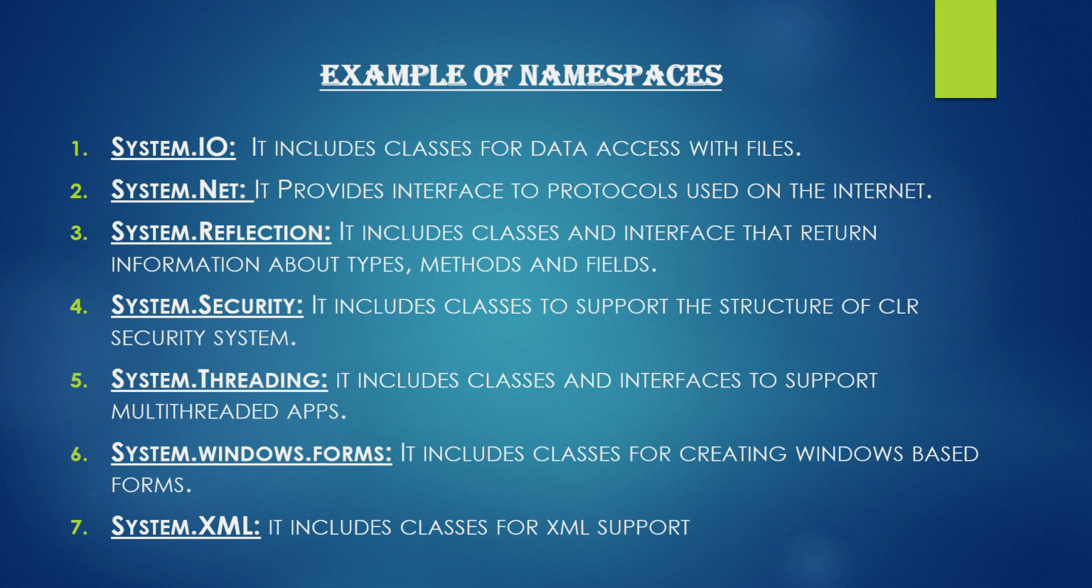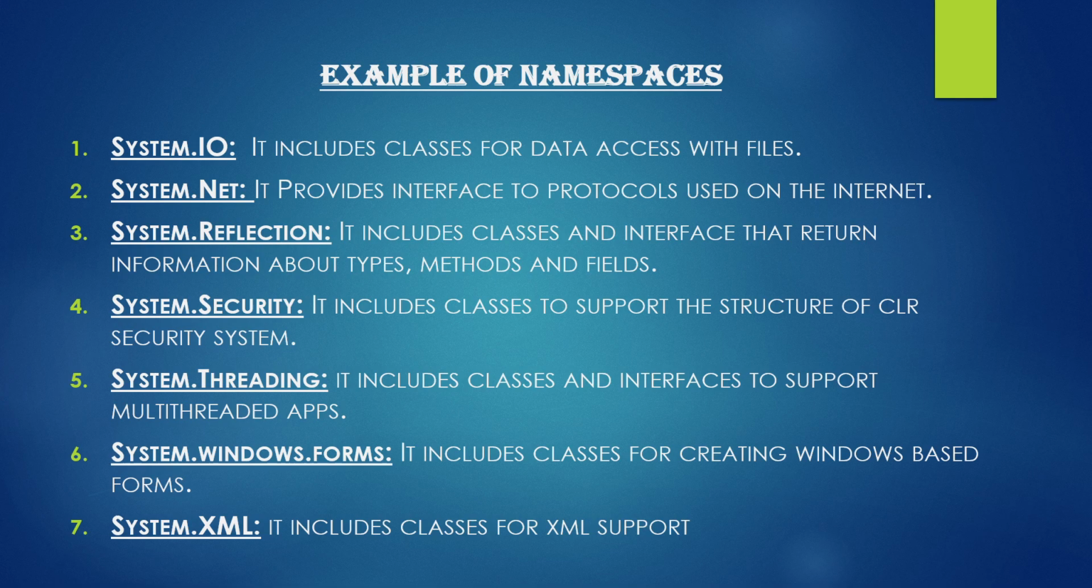Again, I have also added some other namespaces. So you can see here System.IO, it includes classes for data access with files. If we are going to create some text file, or you can say some log files, then we need to add some text file related functions to write file, read file, etc. In that case, we can use System.IO.